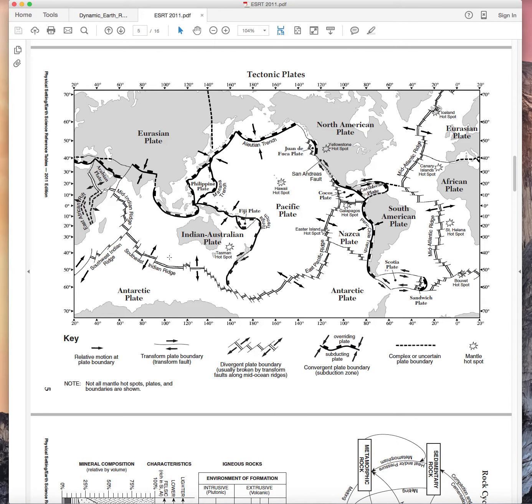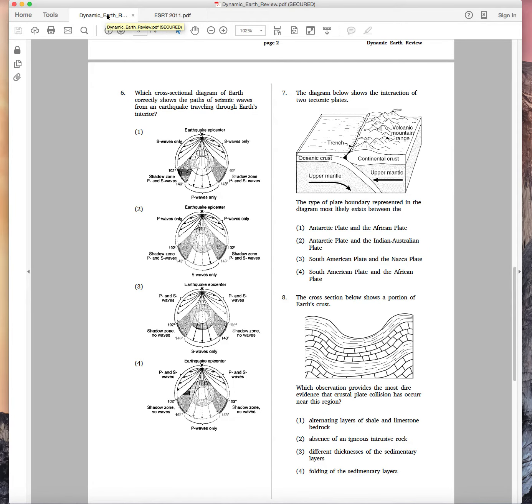Choice 2, Antarctic plate and the Indian-Australian plate. Indian-Australian, Antarctic plates, and we can see we have arrows moving apart, which is diverging. So we can eliminate 2.